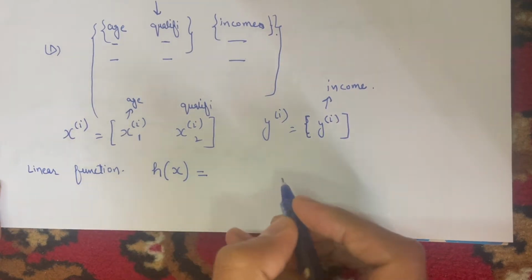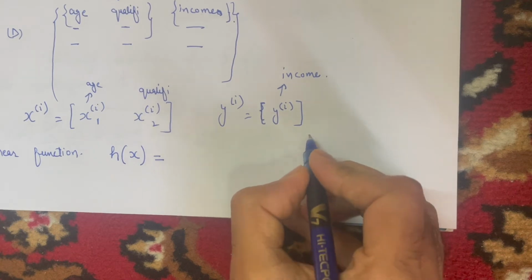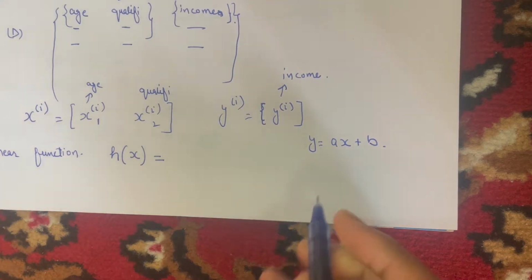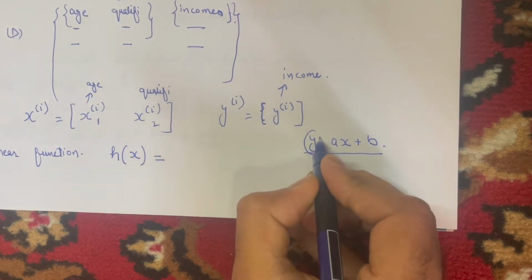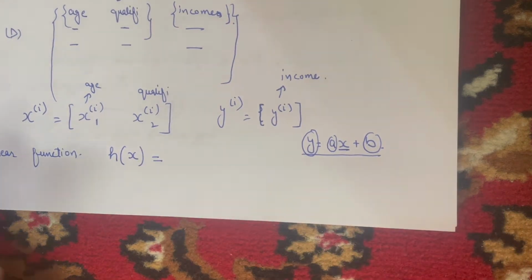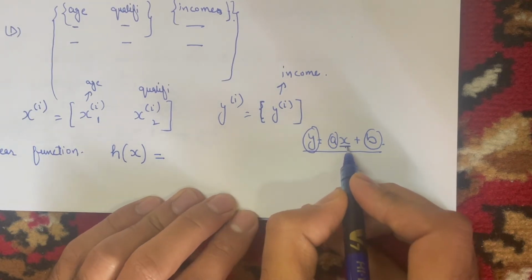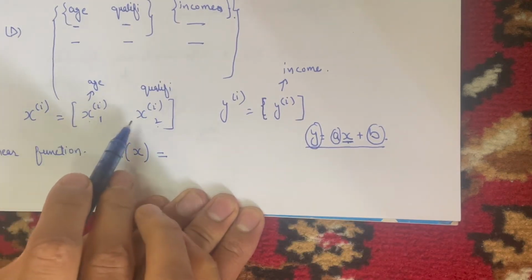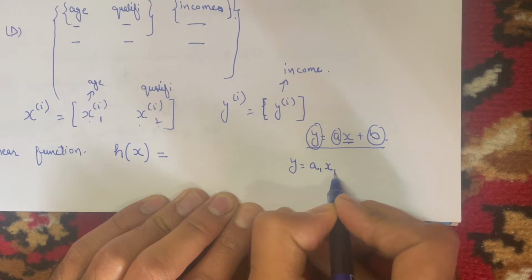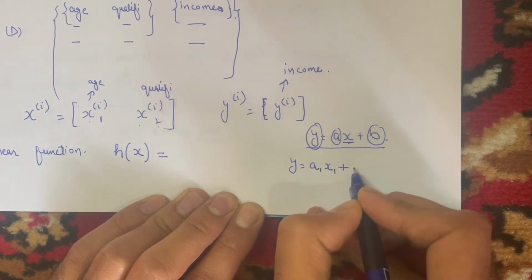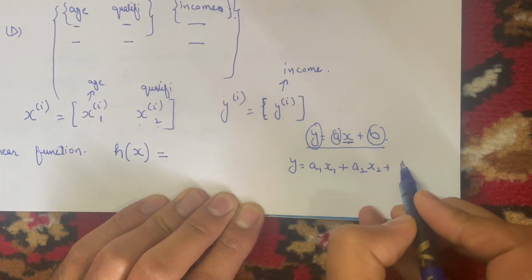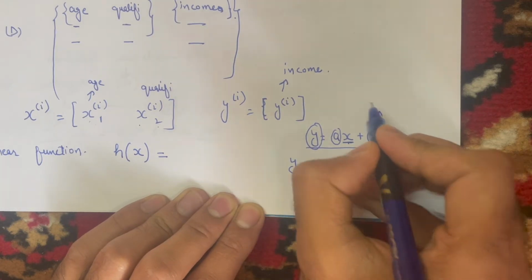A linear function is written in this particular format. You already know the linear function is like this: y is equal to ax plus b. Output is y, a and b are the parameters of the function, and x is the input. Here we are considering only one input. Let's suppose here we have two input features. So we can say y is equal to a1 x1 plus a2 x2 plus some b. This b, in linear terminology, is also called the intercept.